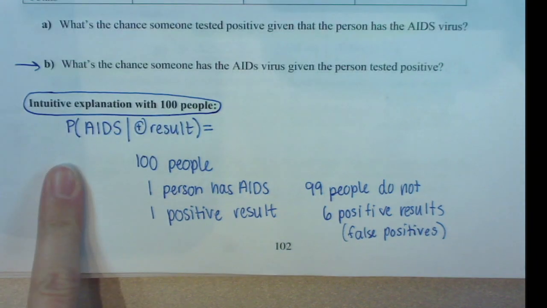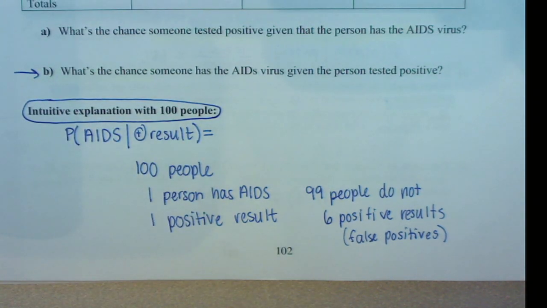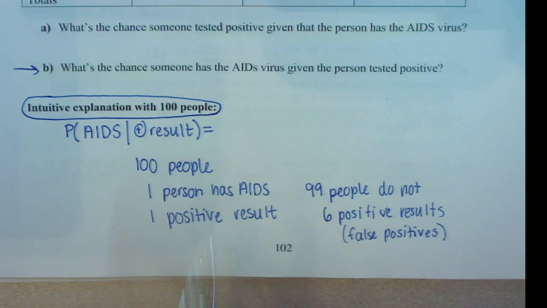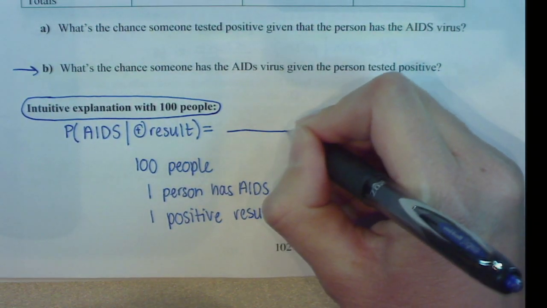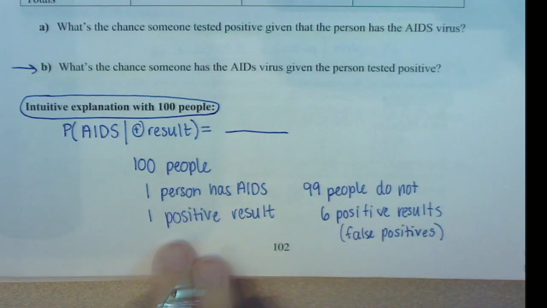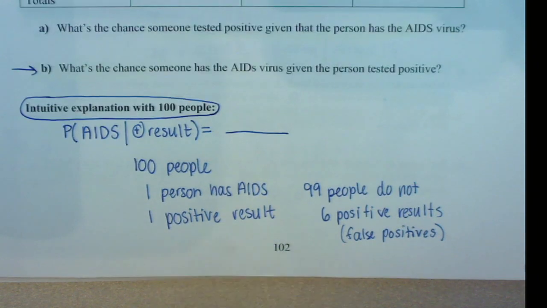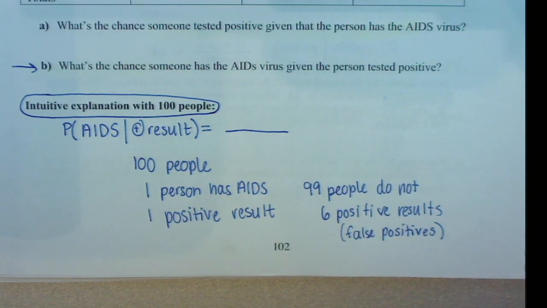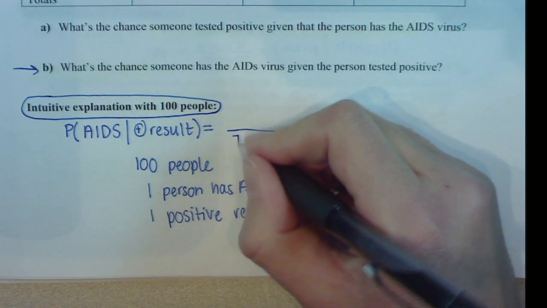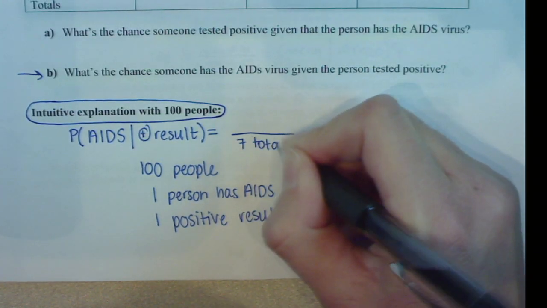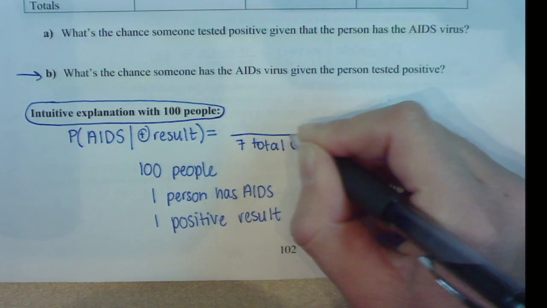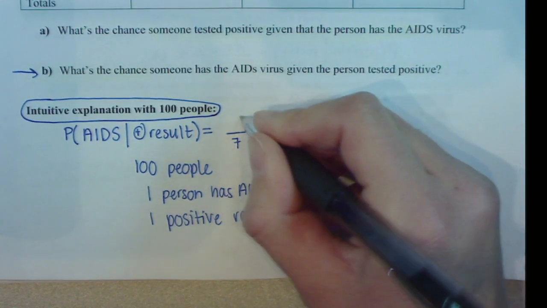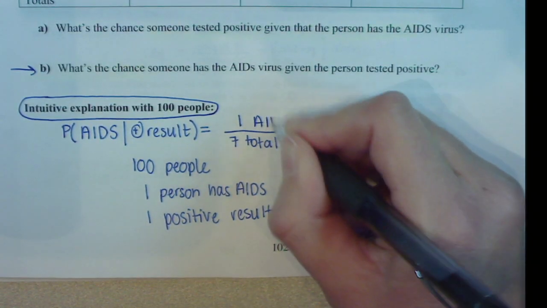So the answer to the question, though, what is the actual answer? What's the chance that someone has AIDS given they got a positive result? Well, given that they got a positive result, there were 7 people that got a positive result, right? The person that has AIDS would get it. But then 6 people that didn't have AIDS would also get a positive result. So I would have 7 total positive results, but only one of them, only me, was the one that actually had AIDS.